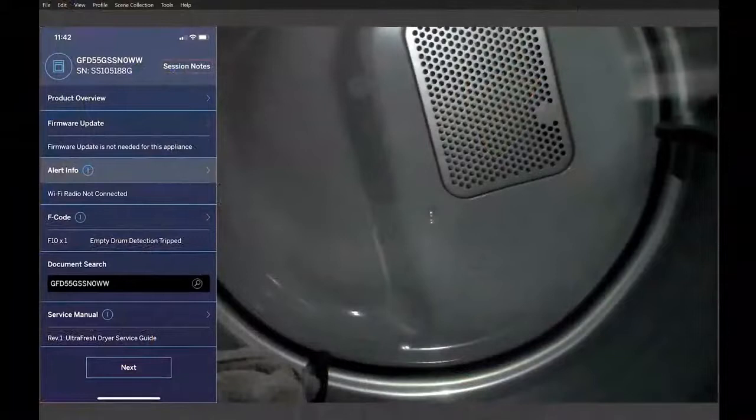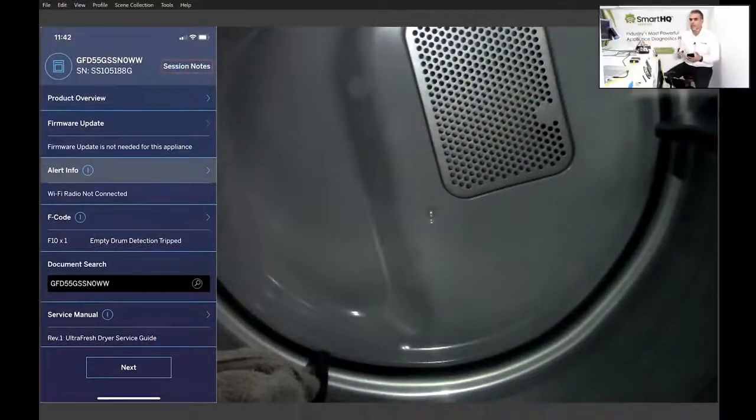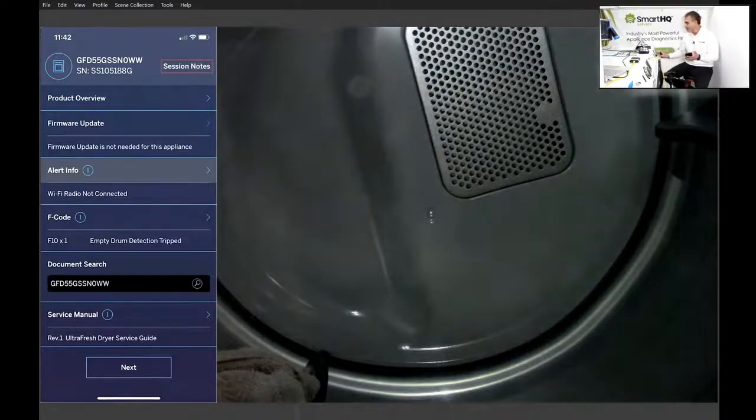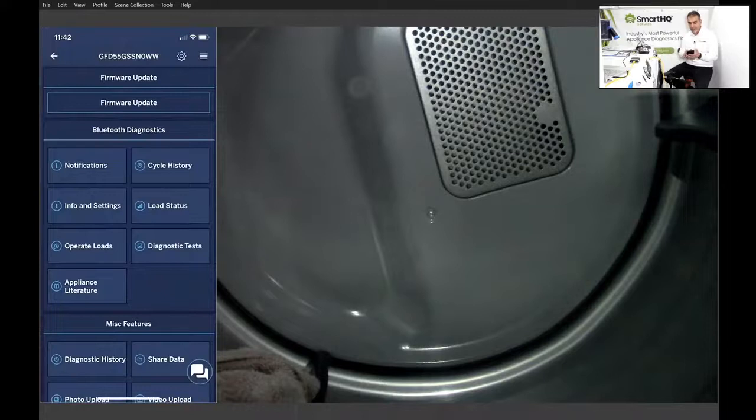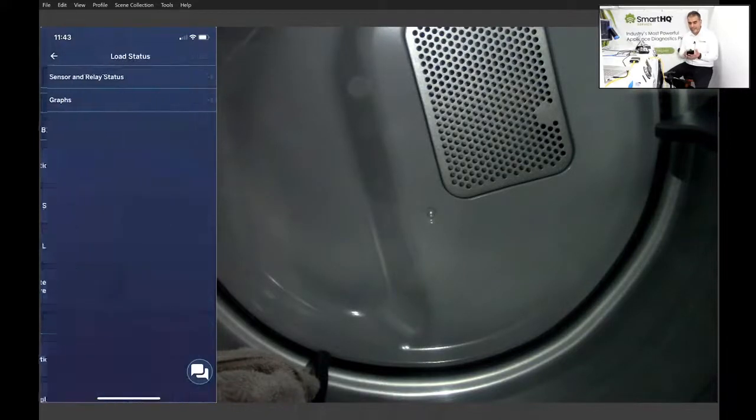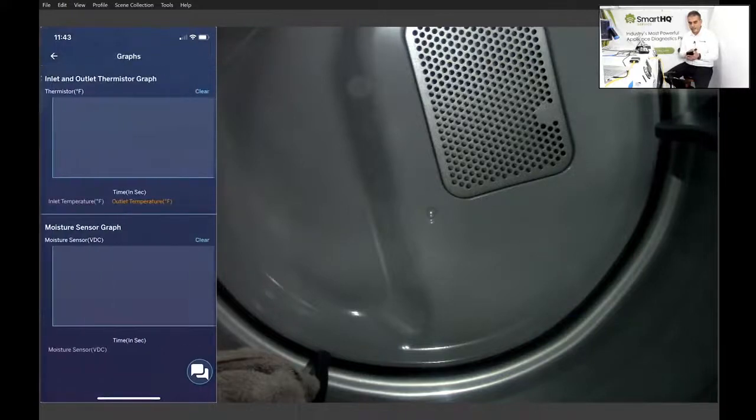So let me explain what I mean by that, okay? So put myself in the corner of the screen here. There is a feature here that will give you the data for the inlet and outlet thermistors as this thing is running, okay? So let's see, turn on the light again. All right, so we're gonna hit the button labeled next. Then we're gonna click on load status. And we're going to click the little button labeled graphs. All right, so we're going to click on that.